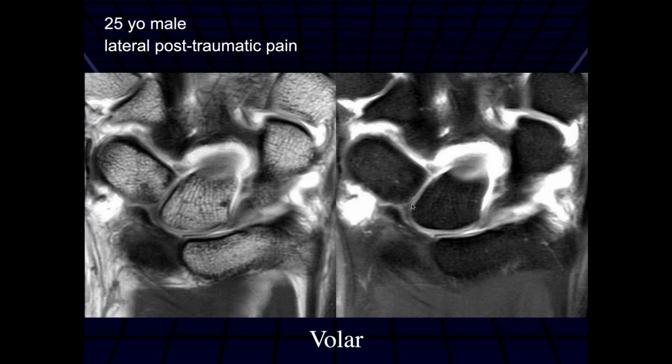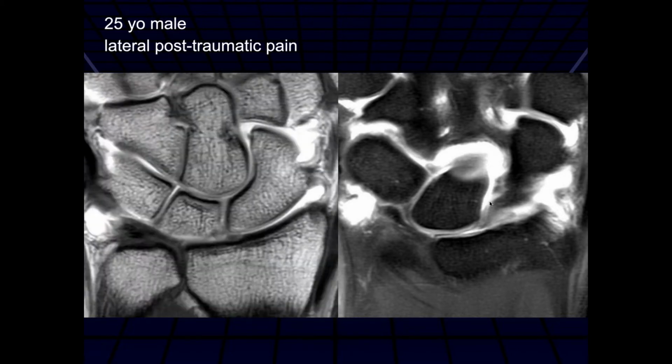25-year-old male with lateral post-traumatic pain. You can see contrast extending to the second carpal row. You can see some dissociation of this scapholunate ligament. I think there's a tear there. I'd like to see the axials.